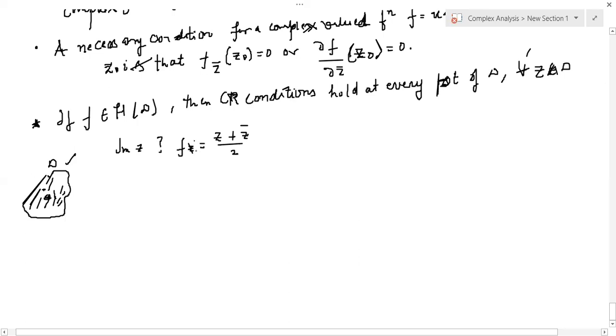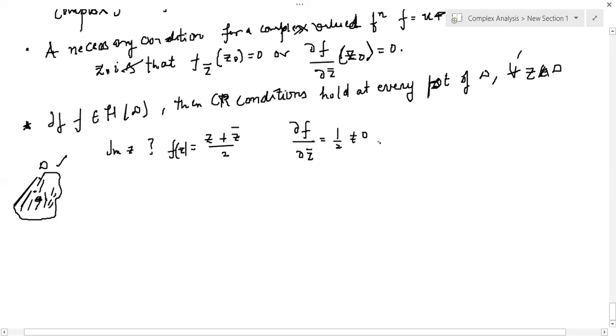That is, if I'm writing f(z) equal to the imaginary part of z, then I can write f(z) is equal to (z plus z bar) by 2. And if I now differentiate f with respect to z bar, I'm going to get 1 over 2. Clearly it is not equal to 0. So the imaginary part of z is nowhere differentiable. Since it is nowhere differentiable, it is nowhere analytic as well.